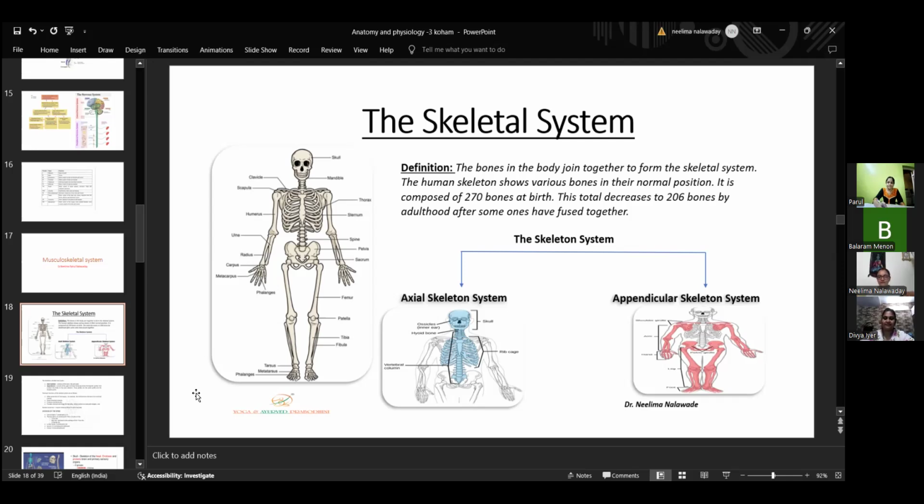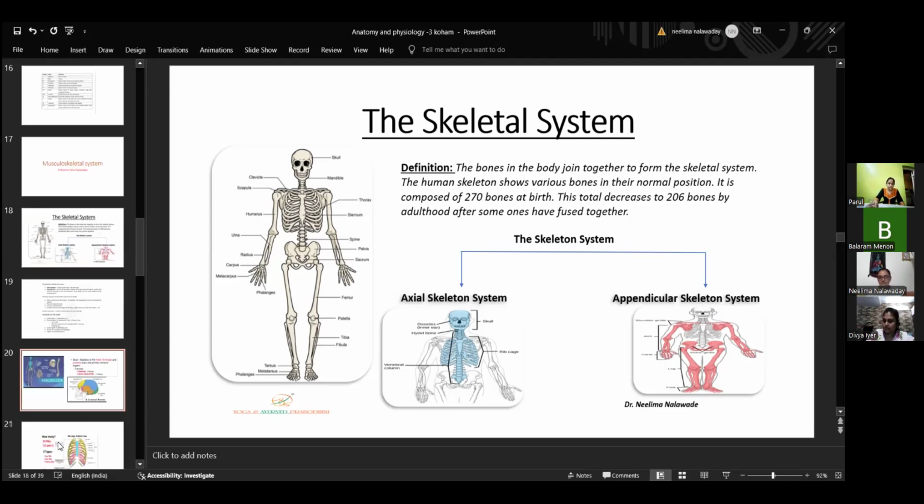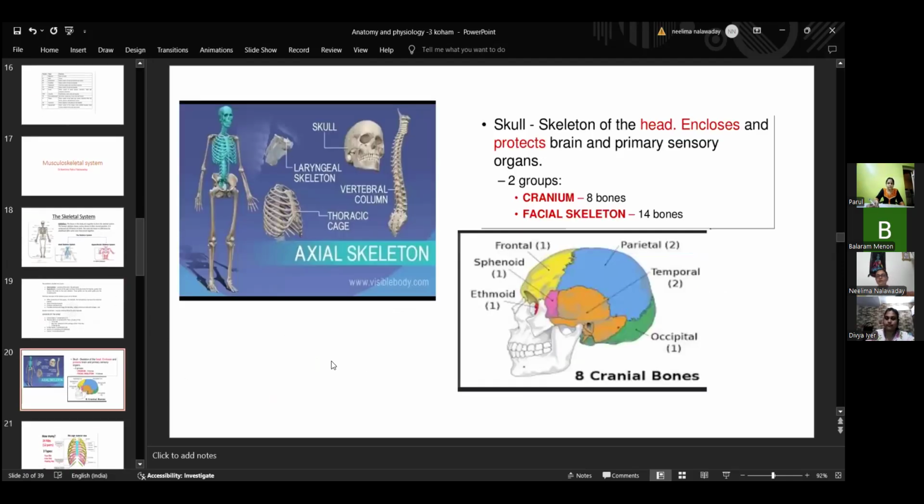Now, to study this skeletal system systematically, it is divided into two parts: axial skeleton and appendicular skeleton. You can see here axial skeleton and appendicular skeleton. So what is the axial skeleton? Axial skeleton is made up of skull, ribs, and vertebral column.